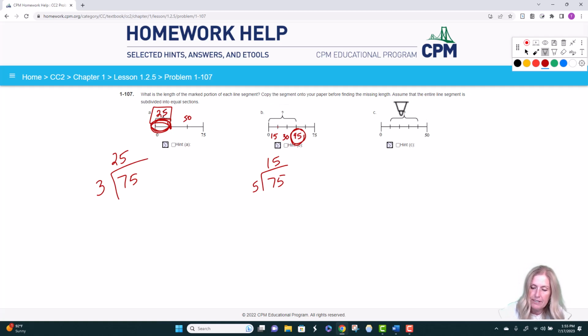This time, 50 is being divided into 1, 2, 3, 4, 5 equal parts. That's pretty simple. That would be 10. There's 10, 20, 30, 40, and then 50. They want to know how much is 3 of those sections. Well, 3 times 10 is 30.